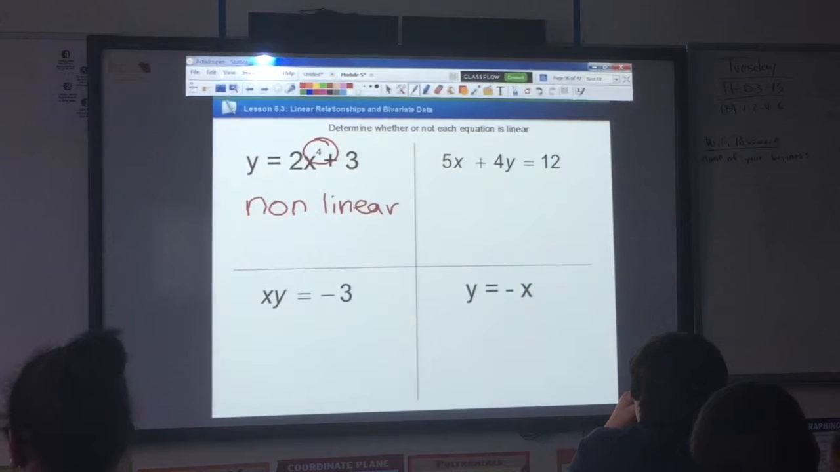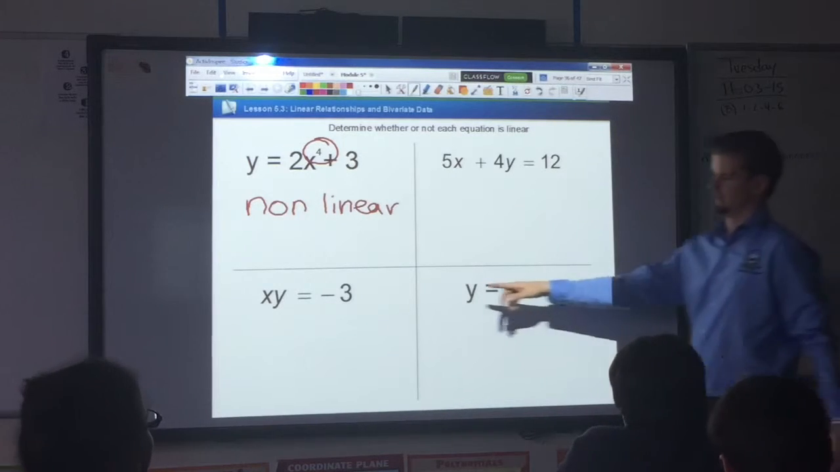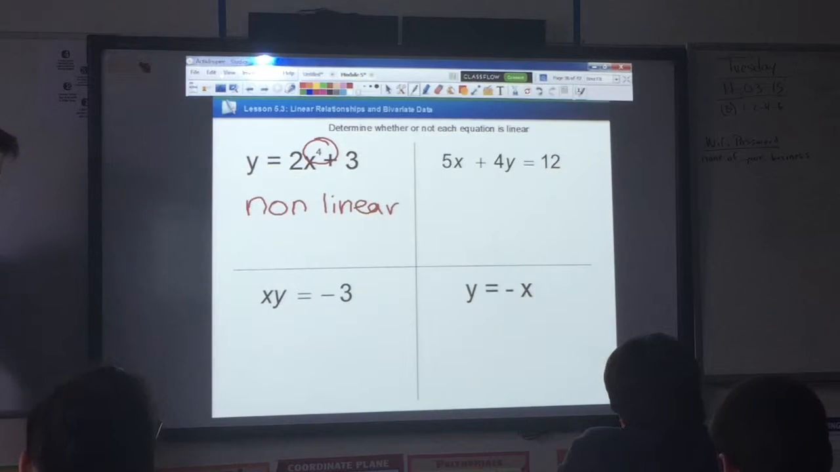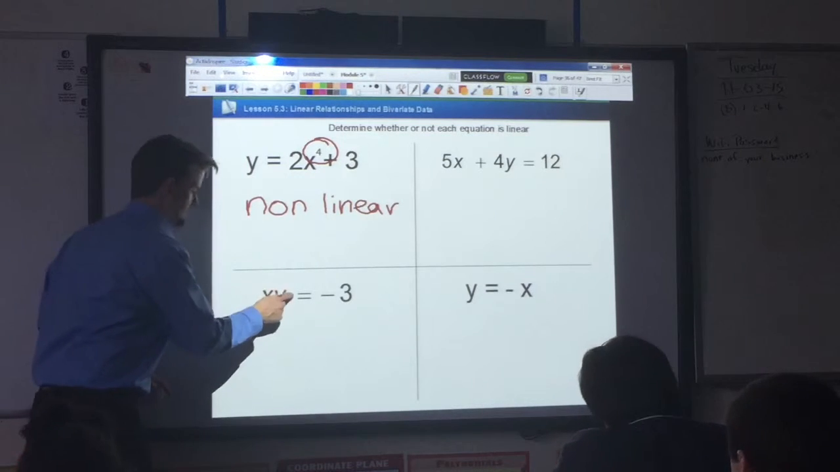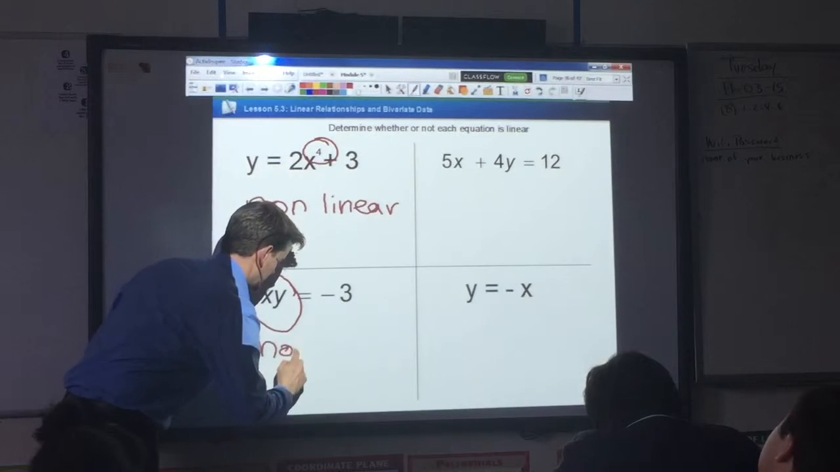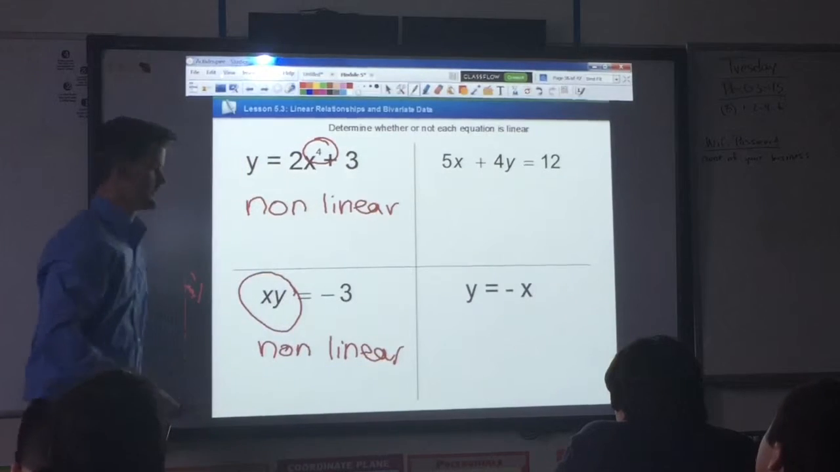We're going to go to the one right here. Is this linear? Yes or no? No. Why? Because the y and the x cannot be multiplying by each other. That right there prevents this from being linear. This is non-linear. Good. Okay.